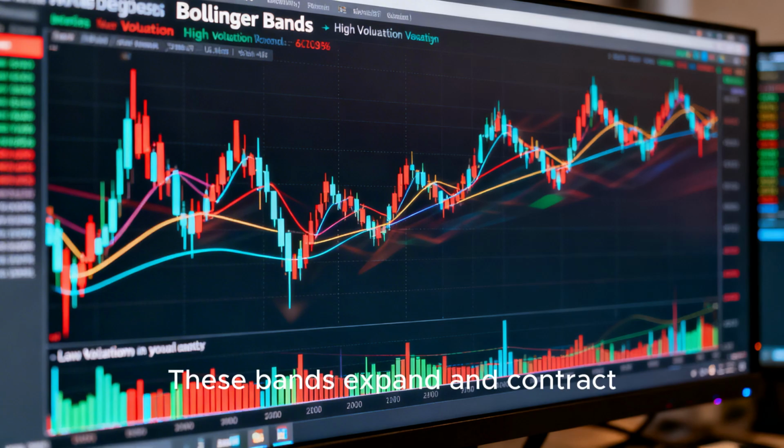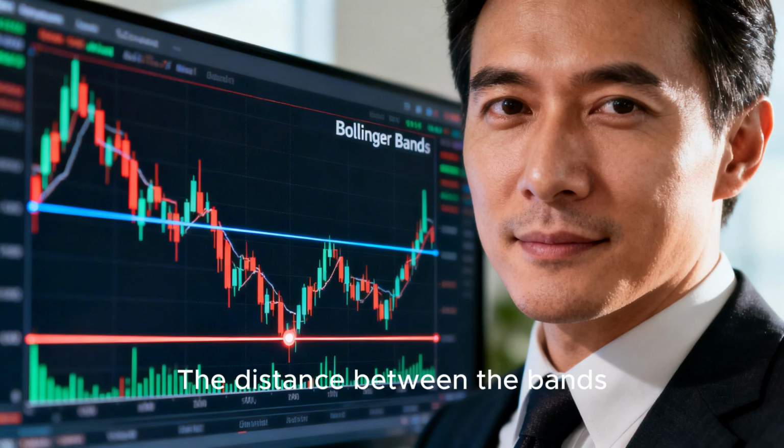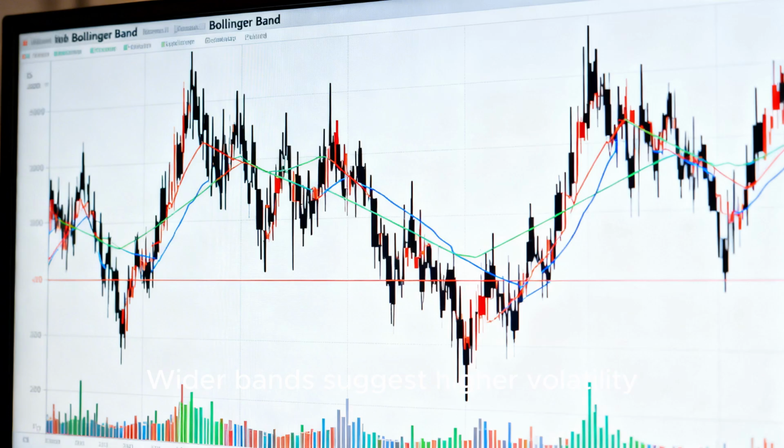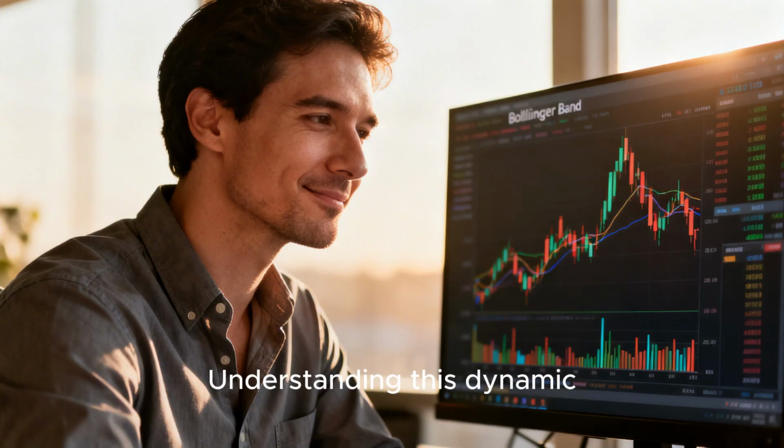These bands expand and contract based on market volatility, acting like dynamic envelopes. The distance between the bands directly reflects how volatile the market currently is. Wider bands suggest higher volatility, while narrower bands indicate lower volatility. Understanding this dynamic expansion and contraction is key to interpreting market sentiment.